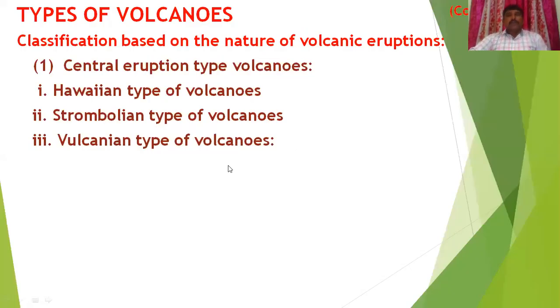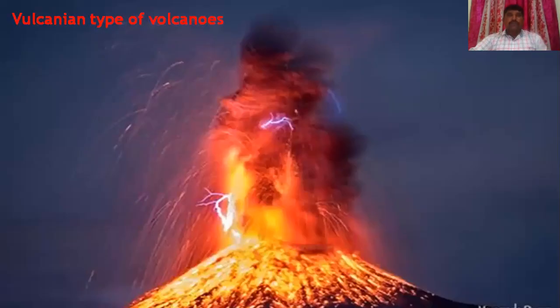And the third one is the Volcanian type of volcanoes. The picture on the screen discloses to you the Volcanian type of volcanoes. In Volcanian eruptions, the intermediate viscous lava or magma in the volcano makes it difficult for gases to escape. This leads to the buildup of high gas pressure, eventually resulting in explosive eruption.